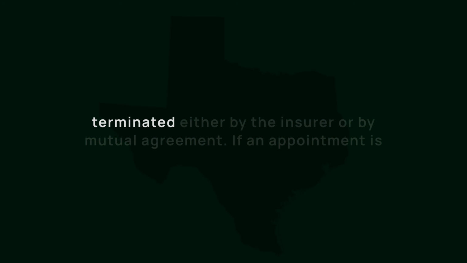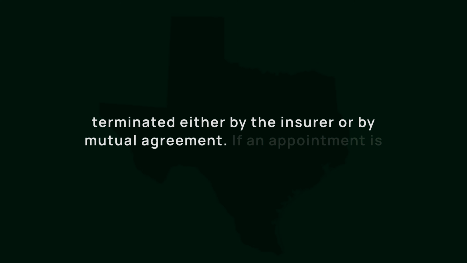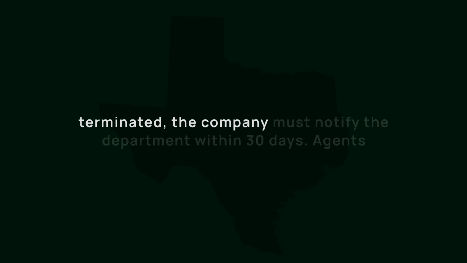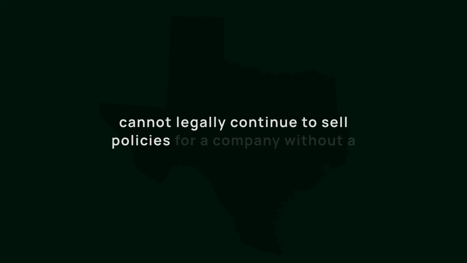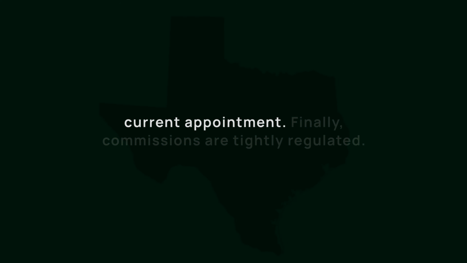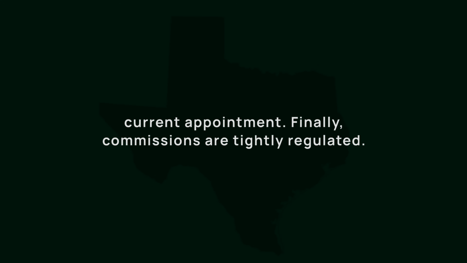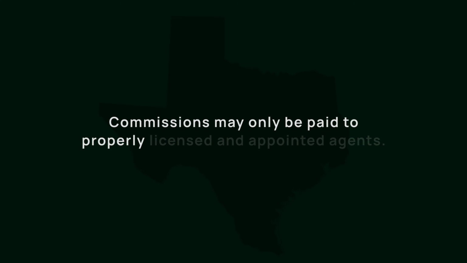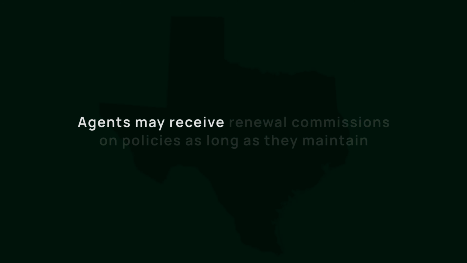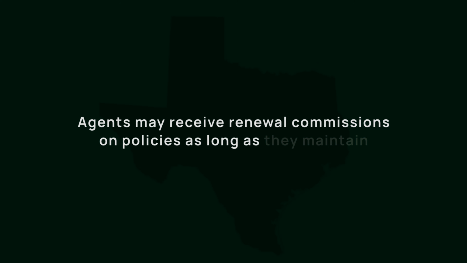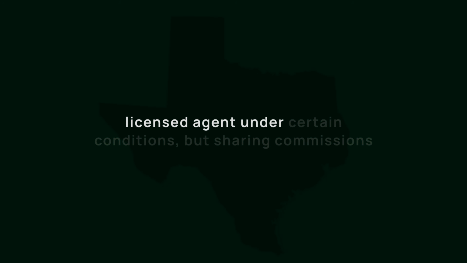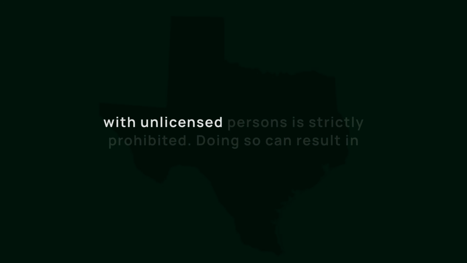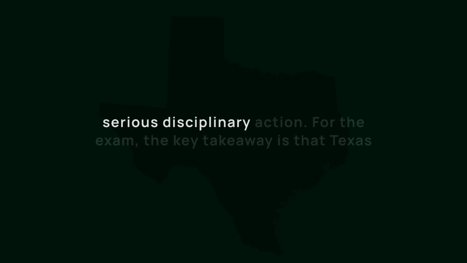Appointments can also be terminated either by the insurer or by mutual agreement. If an appointment is terminated, the company must notify the department within 30 days. Agents cannot legally continue to sell policies for a company without a current appointment. Finally, commissions are tightly regulated. Commissions may only be paid to properly licensed and appointed agents. Agents may receive renewal commissions on policies as long as they maintain their license and appointment. Commissions can be assigned to another licensed agent under certain conditions, but sharing commissions with unlicensed persons is strictly prohibited. Doing so can result in serious disciplinary action.